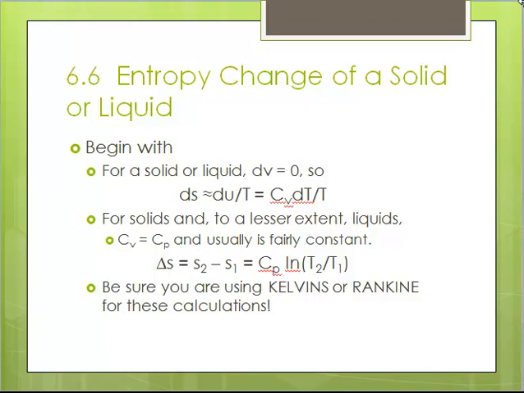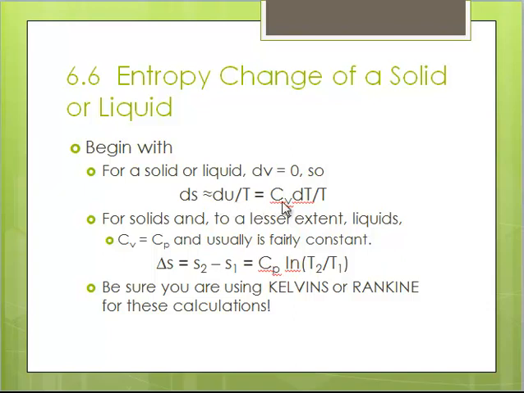So now let's look at entropy change calculations, and we'll begin with solids and liquids. We begin with the equation that we had: dS is dU over T plus P over T dV. But dV is really very small for solids and liquids. It's really hard to make a big enough change to make the change in volume measurable. And so therefore, dU over T really is the dominant term, so we can say that delta S is very approximately equal to dU over T.